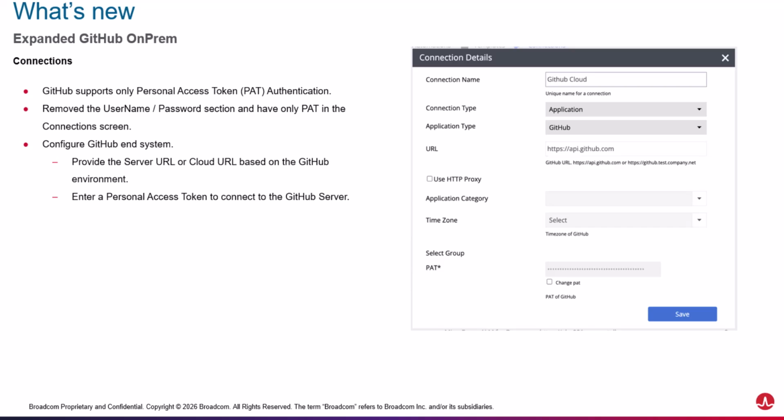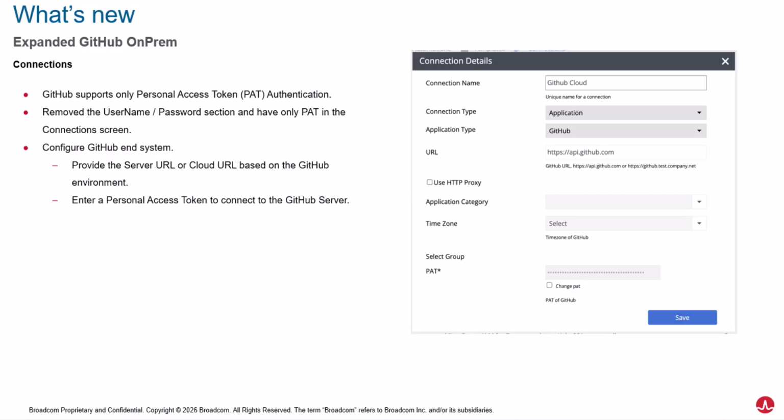A few changes that we have made, which you would not have seen in the previous version, are on the connection page. Initially on the connection page you would see a username and password, though GitHub doesn't support basic username and password authentication and only supports the PAT, the personal access token. We removed that username and password section and cleaned it up so only the PAT goes in. So this is a small change. Since we are working on GitHub, we went ahead and cleaned up that connection section.